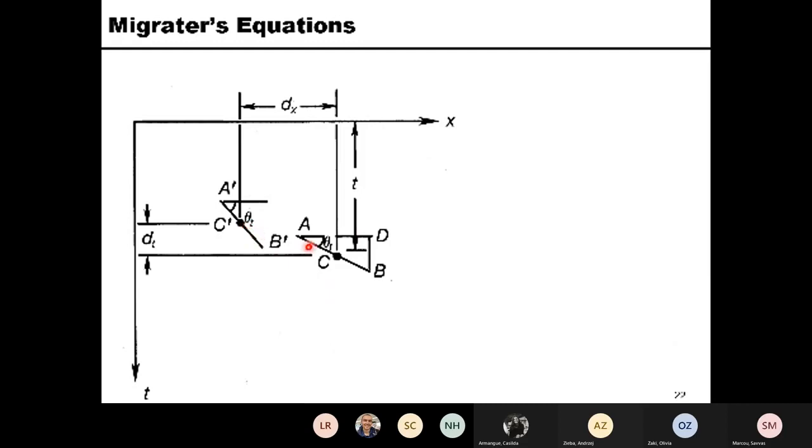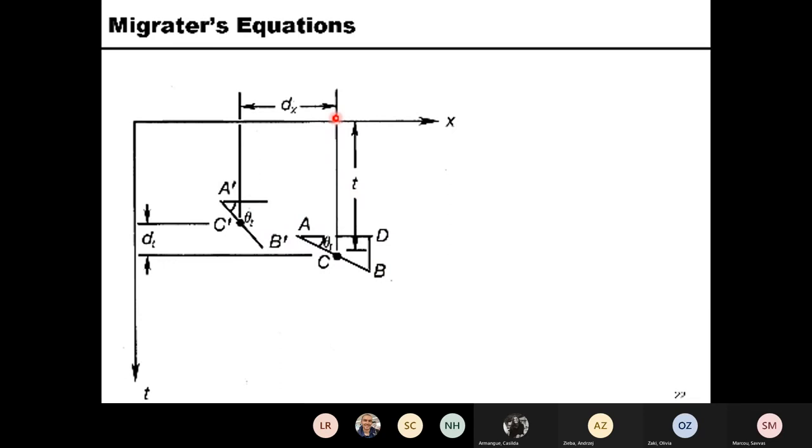Here I have two sections. One is this dipping event, another one is that one. This dipping angle is larger than this one. That's called theta t in the data space. That's called theta t over bar in the migration section. Okay. And based on this, you can know this in the data space.